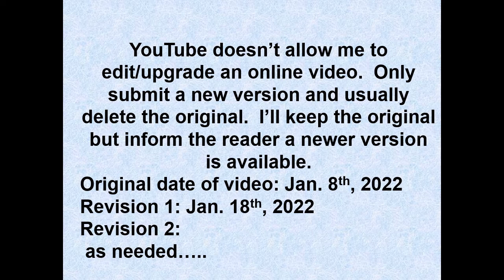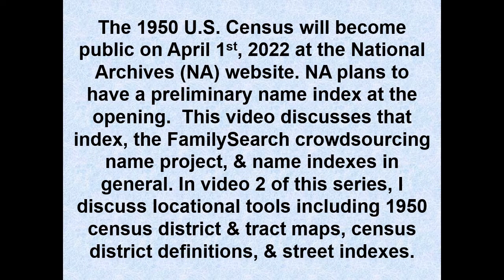The 1950 U.S. Census will become public on April 1st, 2022 at the National Archives. I'll abbreviate that as NA. NA plans to have a preliminary name index, that's the first time, on a rollout at the opening. This video discusses that index, the FamilySearch crowdsourcing name project, and name indexes in general.